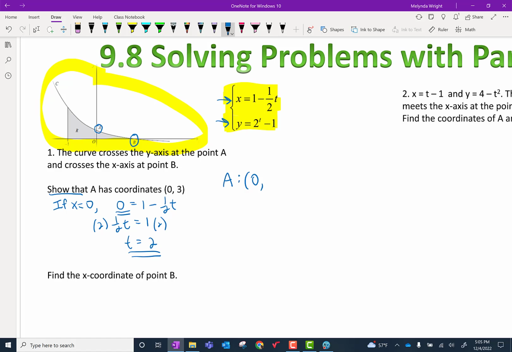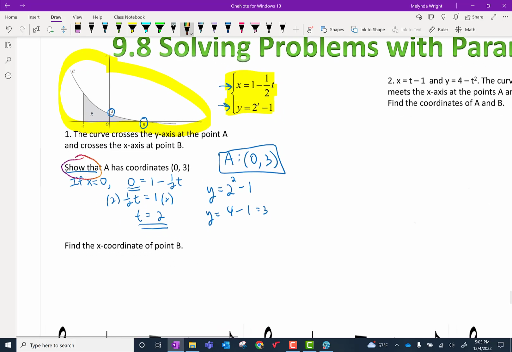So now let's figure out what the y coordinate is. Okay, so we know the t value, so let's use our y equation and substitute the t value, t is 2, into the y equation, and let's work that through. So we get 4 minus 1, or 3. And so what we've just done is we have accomplished what they've asked, we've shown that A has the coordinate 0, 3. Okay, how are we doing?